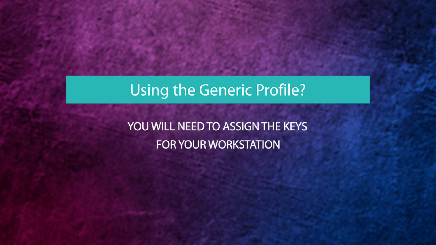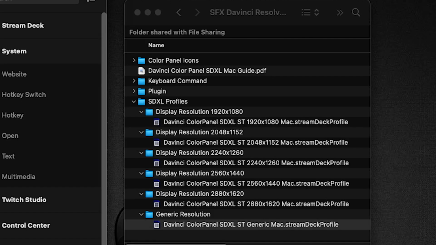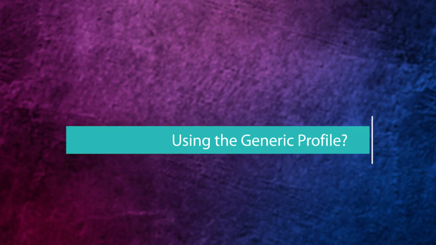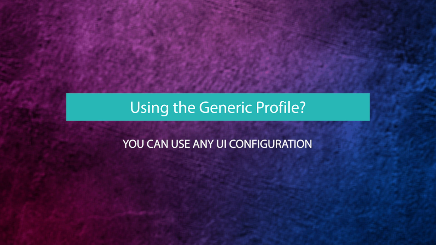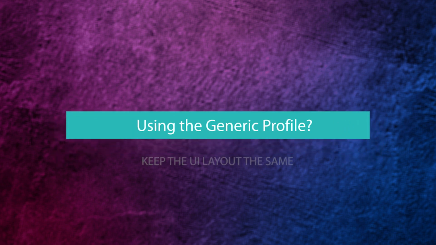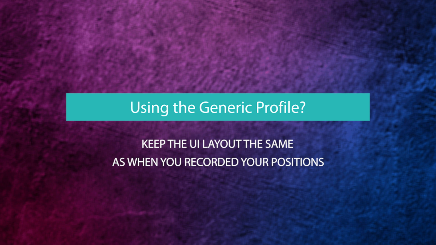It's a very simple process, and you only need to program the ones that you feel you're going to use, and you can always program them later. You can add them at any time. And if you're running the generic profile and you are programming your own actions, you can use dual screen. You can have things wherever you want, because the coordinates you're going to be recording are going to be exclusive to your particular workstation. And as long as you keep that layout the same as when you recorded these positions, you'll always have access to these functions.